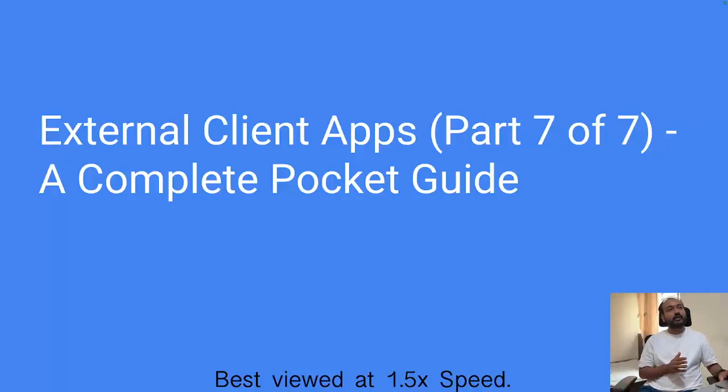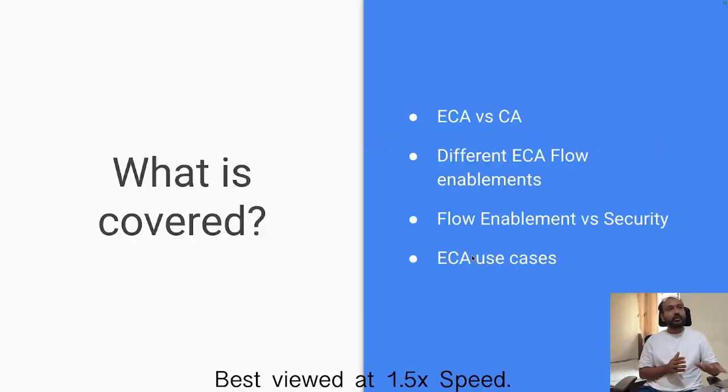What are we going to cover in this particular episode? We are going to talk about external client application versus connected app, which we have covered in detail in episode 1 if you have followed me. We are also going to talk about the different flow enablements, the security they come with, and the use cases, along with analogies. Based on those analogies and your use case, this episode will help you choose the right flow enablement.